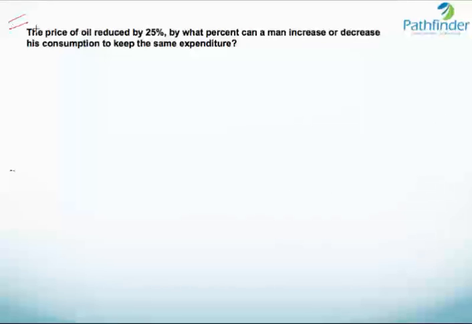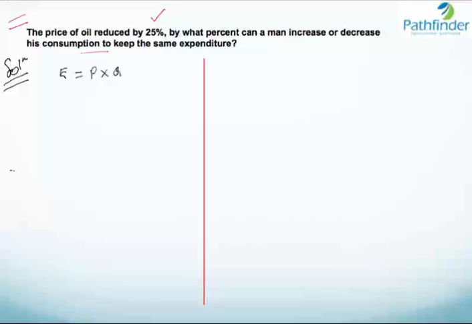Another question: the price of oil reduced by 25%. By what percent can a man increase or decrease his consumption to keep the same expenditure? Once again, let us solve this question first by the basic method, and then we will take a look at the more superior and the quicker approach to solving this question. We already know that expenditure is equal to price multiplied by quantity, and we have our principle that if all the numeric values in a question are given in percentage, we assume something to be 100.